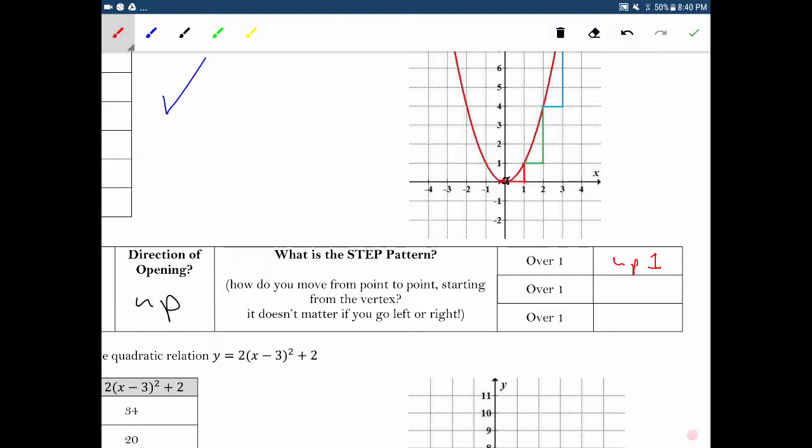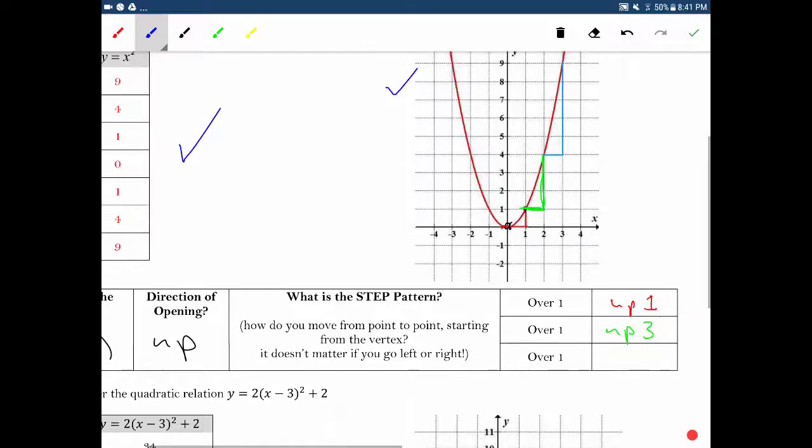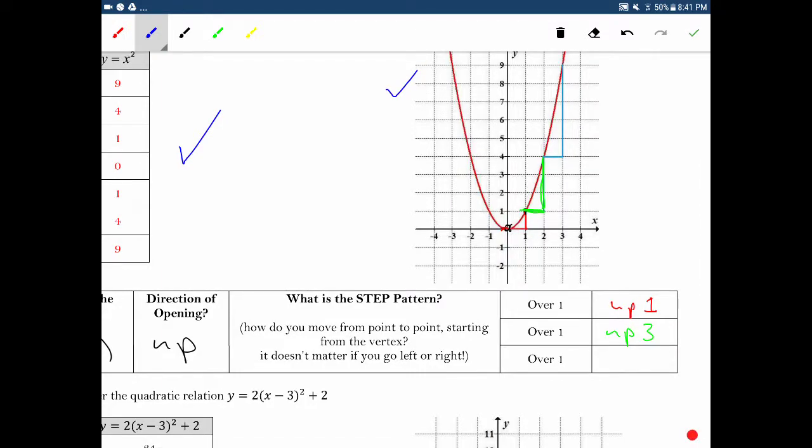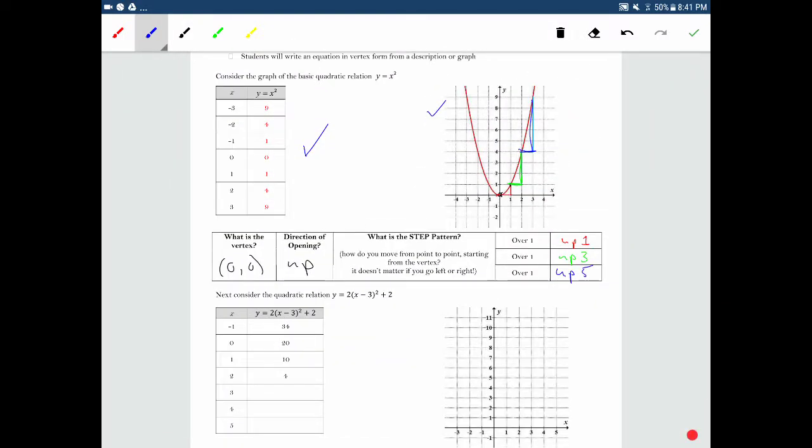Okay, from there, now we're at this point right here. And we're going to go over 1. This time we're going to go up 3. So up 3. My color coordination on these things has never worked out so well before. And finally we go over 1 and we go up 5. So the step pattern for this one is 1, 3, 5.